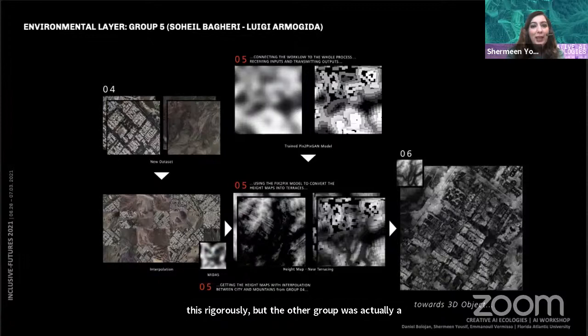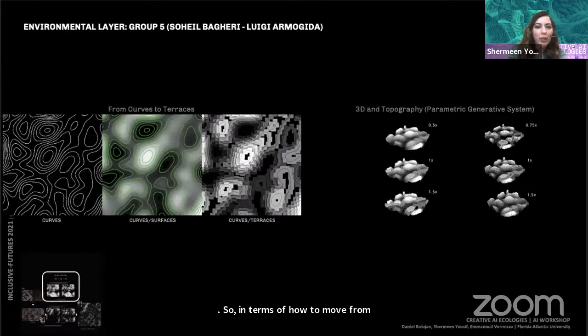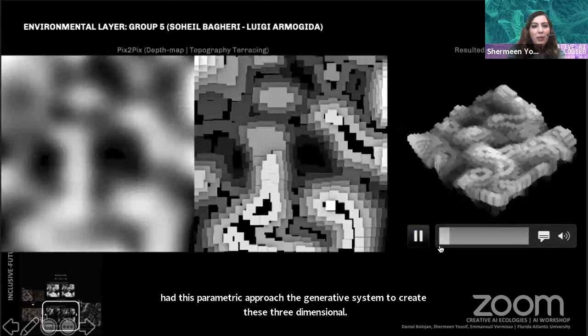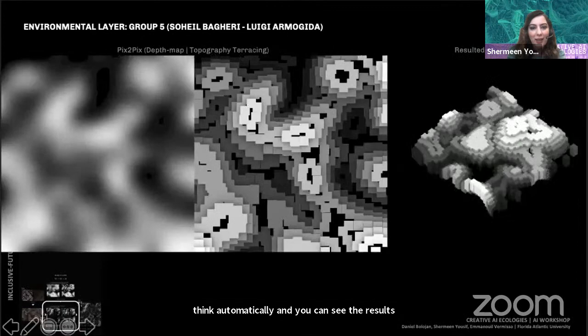So another approach to environmental analysis is not to use solar radiation, but to use topography and information from the topology of certain sites. And they used pix2pix and MiDaS in addition to the pix2pix testing. So in terms of how to move from curves to curves, and surfaces to curves and terraces, they had this parametric approach, a generative system, to create these three-dimensional models. And then they performed the pix2pix, as you can see in the videos, to have supervised learning where a depth map would lead to the terracing automatically. And you can see the resulting terracing in the animated image on the right side.